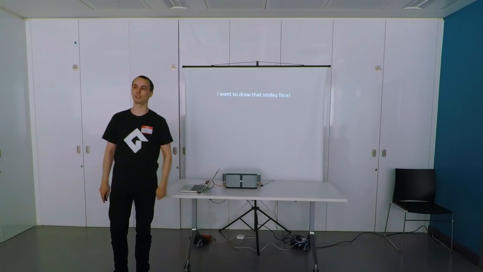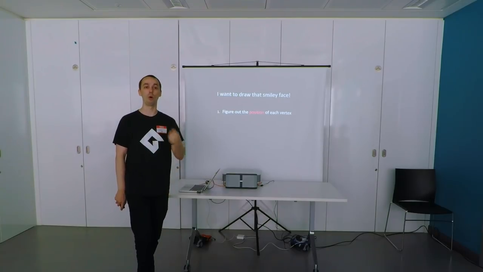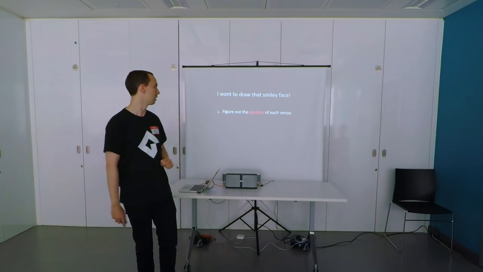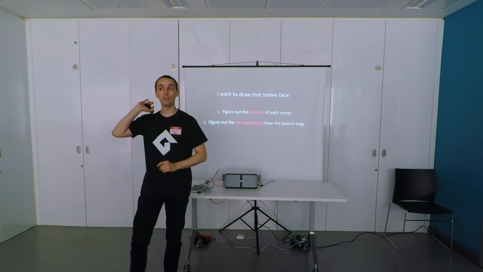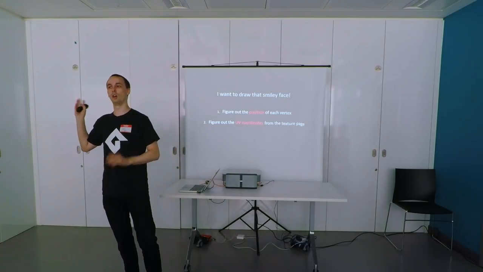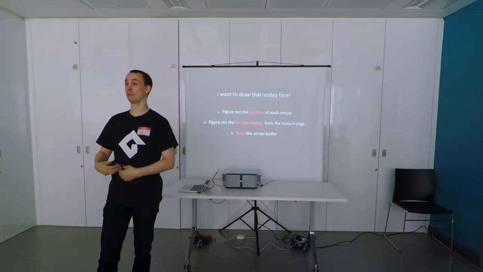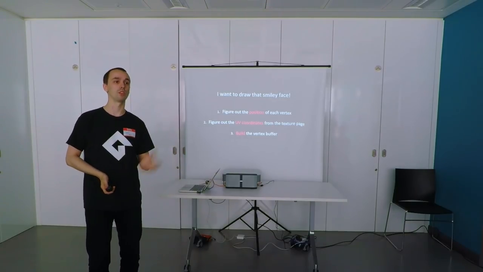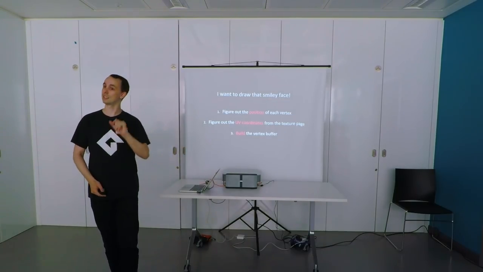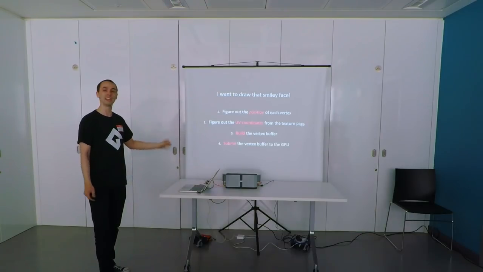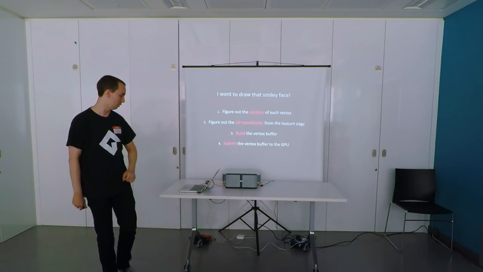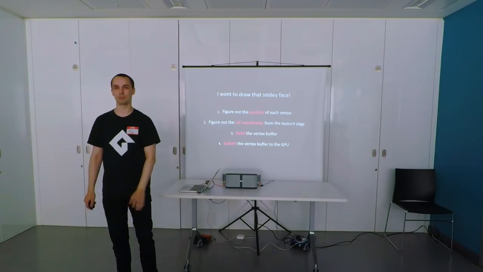There are four steps to doing this. First of all, you need to figure out what position each vertex is going to be in. Then you need to figure out the UV coordinate of each bit of the texture that you need to copy and stretch across your triangles. Then you have to build the vertex buffer so that the GPU understands what exactly you need to draw. And then you need to submit the vertex buffer off to the GPU. Let's go through it step by step with some code.